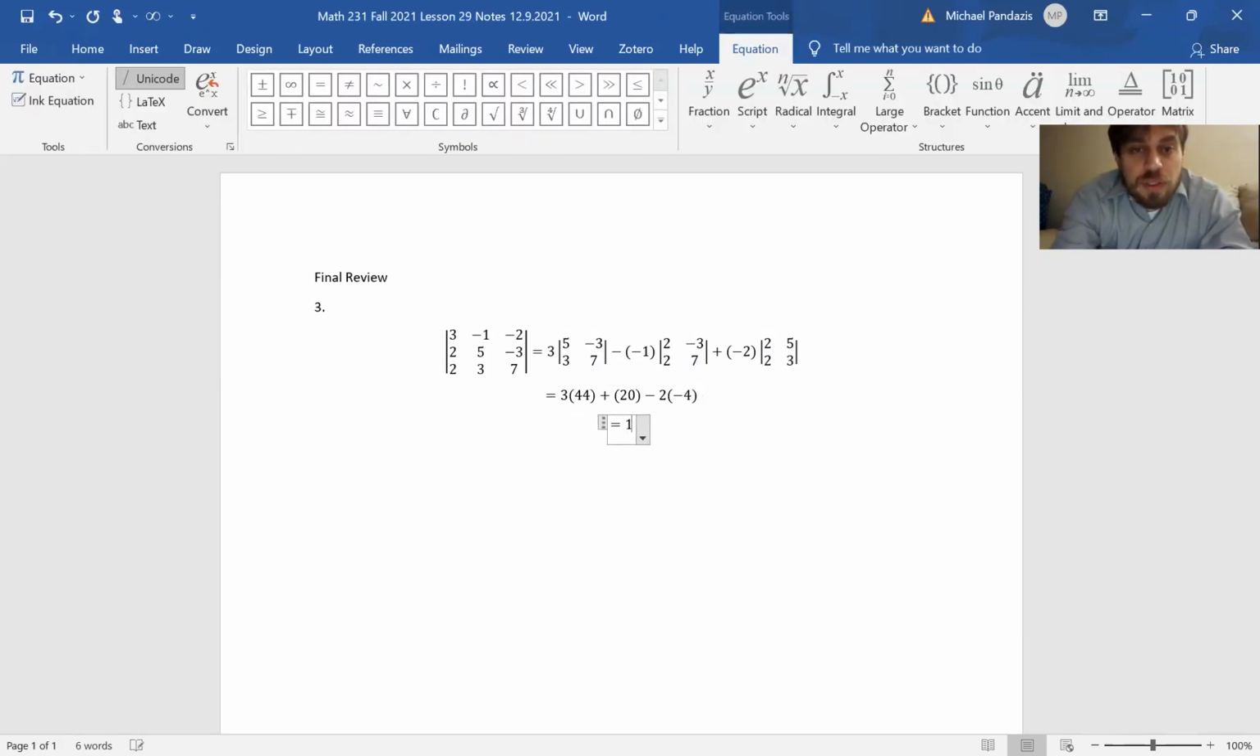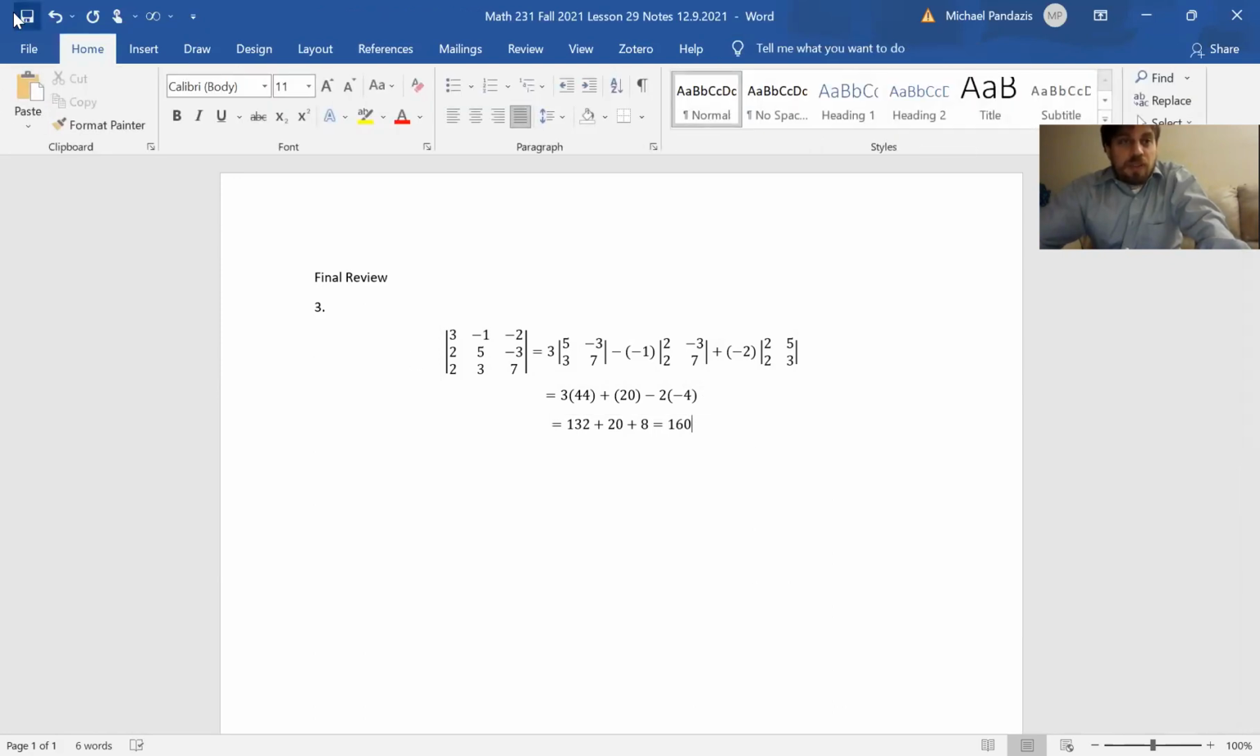So this is equal to 3 times 44 is 132, plus 20, plus 8. And so if you add that, you get 160. Okay? So the determinant of that matrix is 160. So that's the answer to number 3. Okay, so we start off with an easy one.